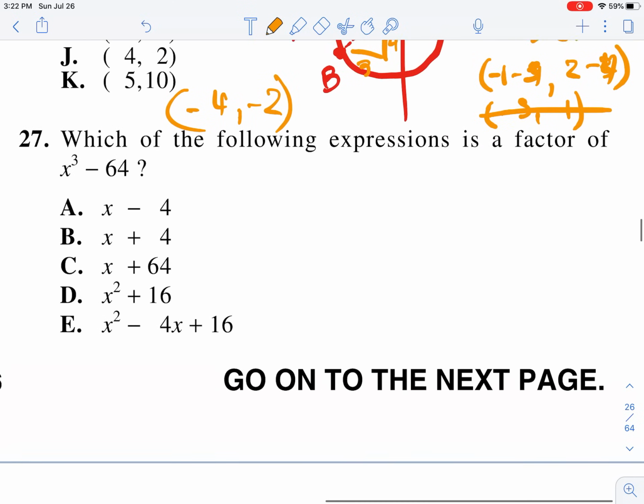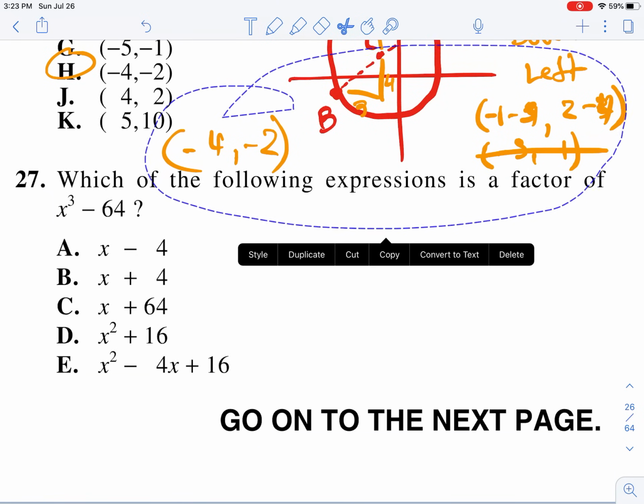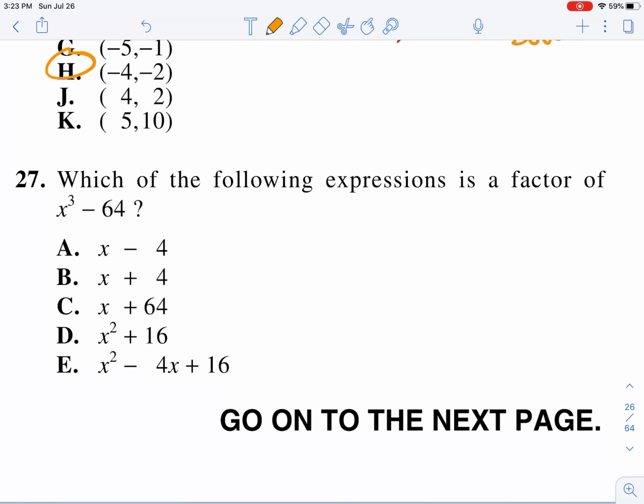Which of the following expressions is a factor of x to the third minus 64? You have to remember the difference of cubes formula. There's actually an easier way to do it. What you could do is graph it, and you'll get the cubic equation that looks like, let's see. Let me just graph it really quick so I can draw it for you. But essentially, you'll find that the answer ends up being A, I think. So let's just graph it. X to the third minus 64.